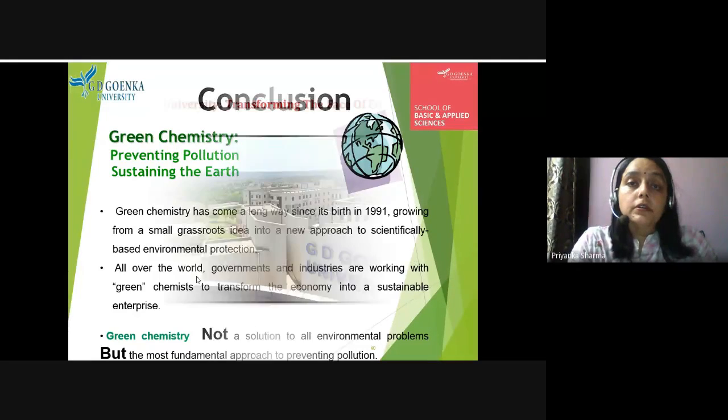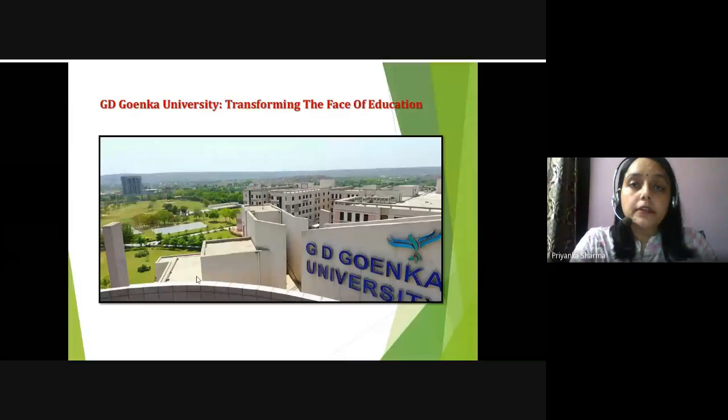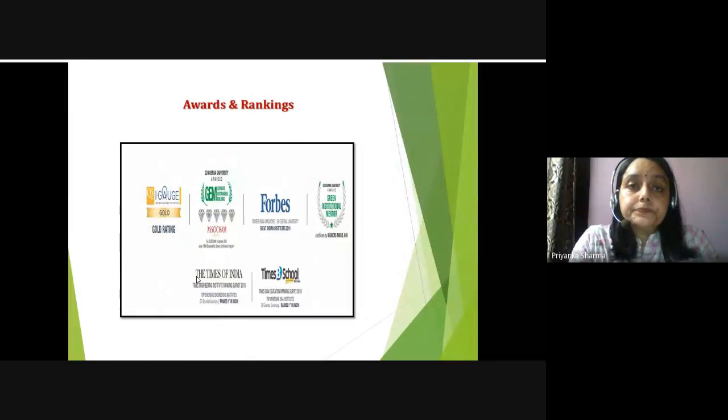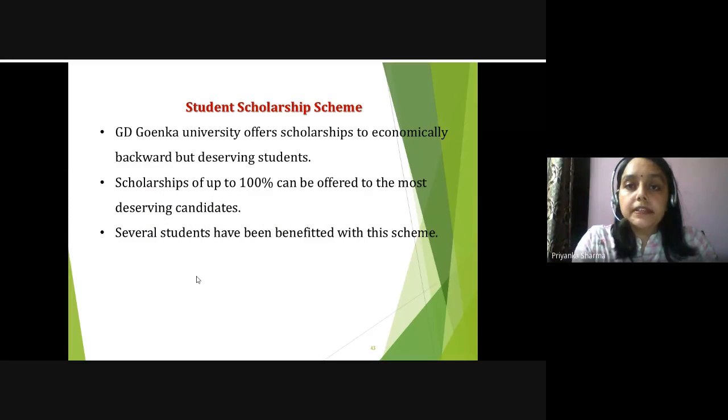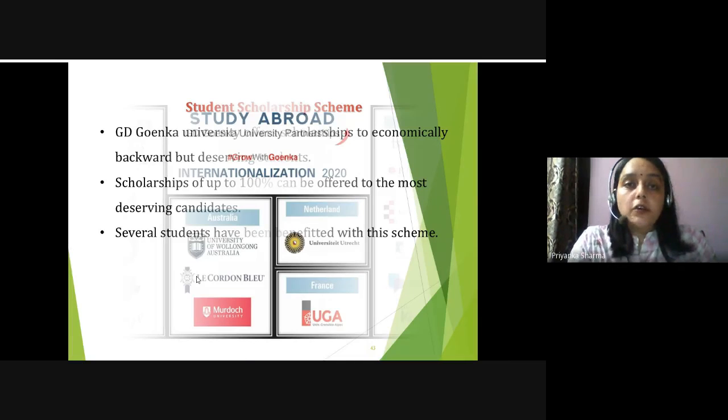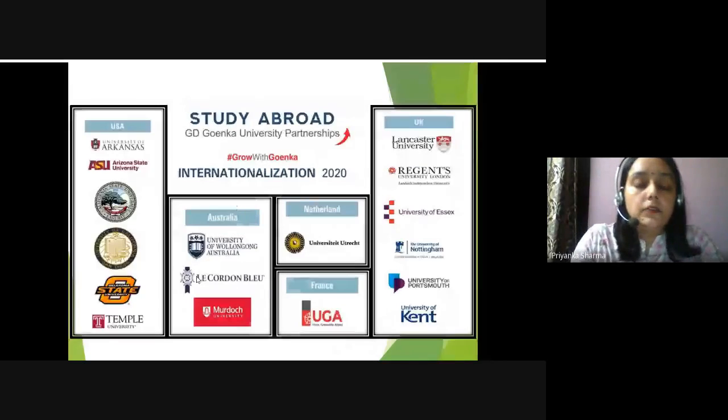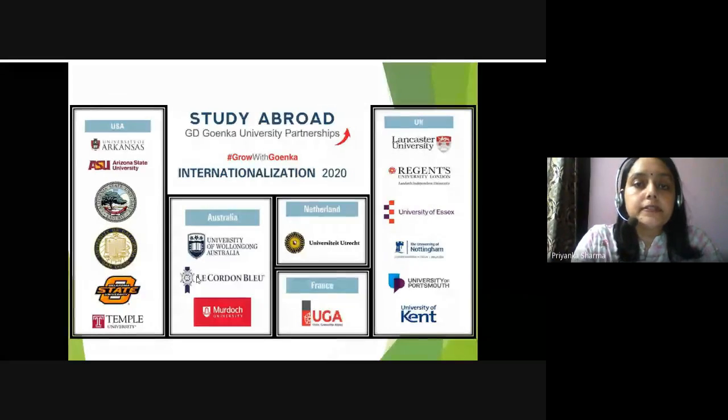Now I'll take you through our university, GD Goenka University. We have got awards from various organizations like IGOS, Time B School, Forbes, etc. We also provide a student scholarship scheme. We provide scholarships to any economically backward student, and 100% scholarship to deserving candidates. GD Goenka University also has associations with various universities in the USA, Australia, Netherlands, France, and UK.